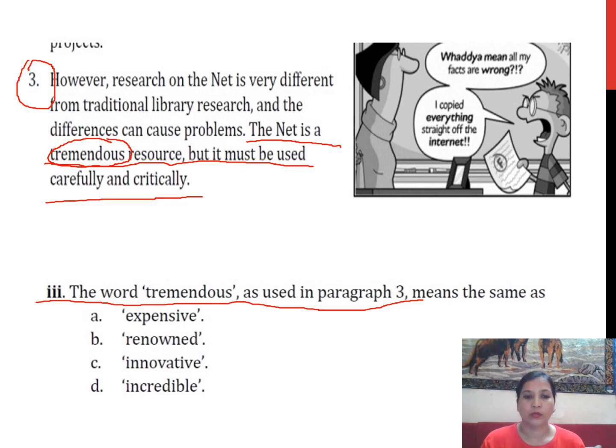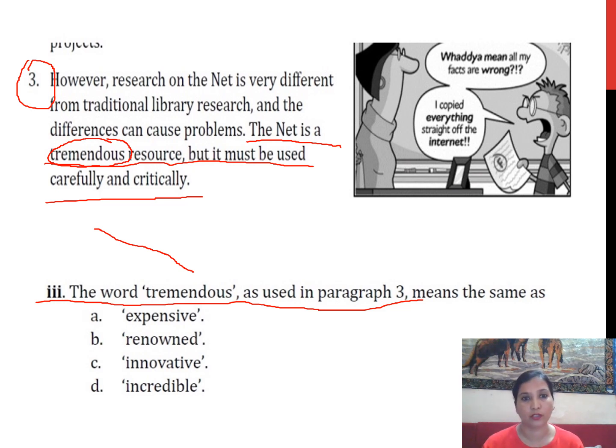So the question is, the word tremendous as used in paragraph 3 means the same as. Out of these 4 options, we have to find the best option which we can use in place of the word tremendous, but it should not change the meaning of the sentence. So the sentence is like this: the net is a tremendous resource, but it must be used carefully and critically. And how to go about this question? Now the trick is that in place of the word tremendous, you use any of these 4 options.